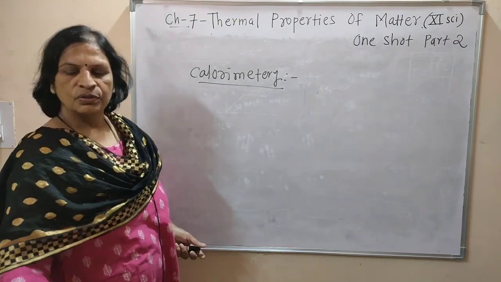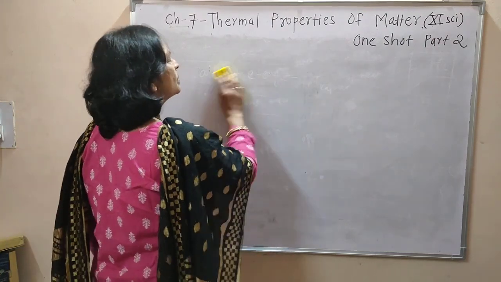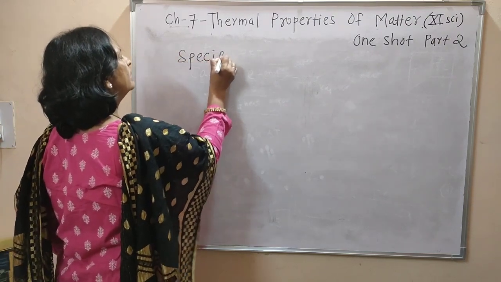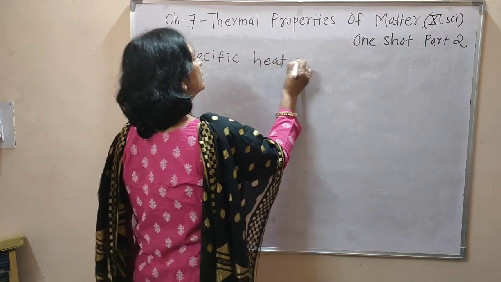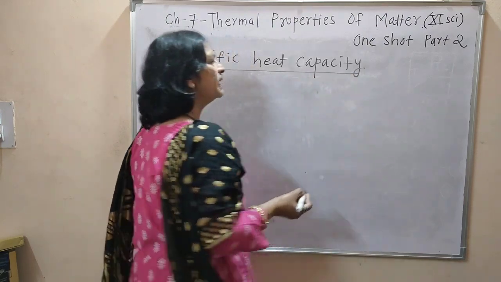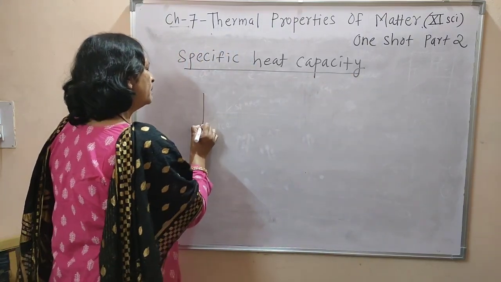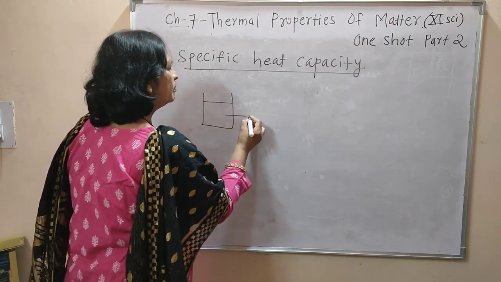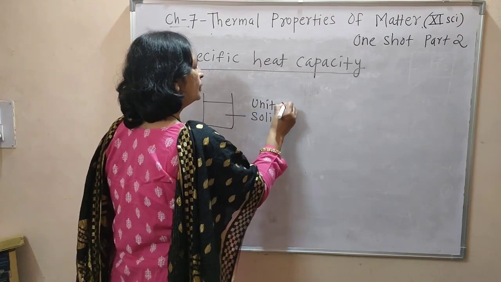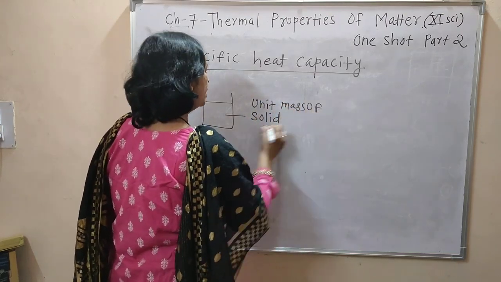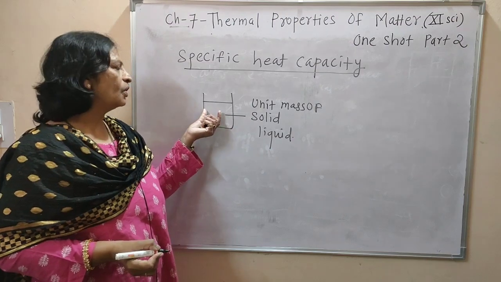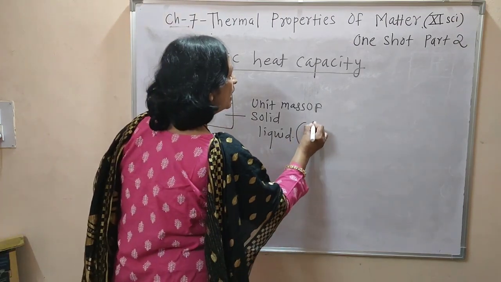Now to study the calorimetry concept, first we have to study the concept of specific heat capacity, or simply specific heat. For that purpose we have to consider a unit mass of solid or liquid. Now we have to increase the temperature of the solid or liquid by 1 degree Celsius.